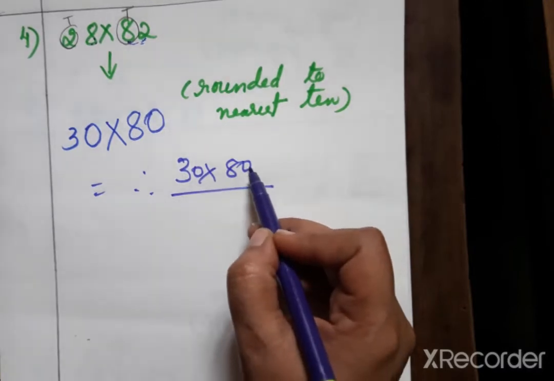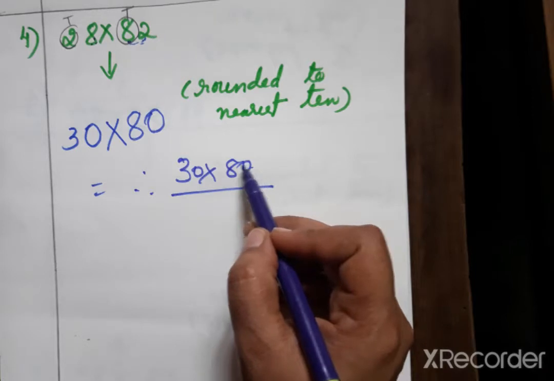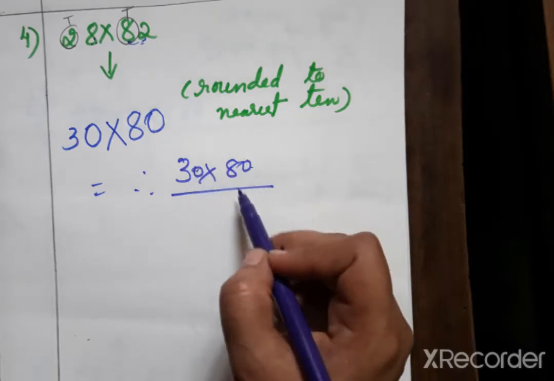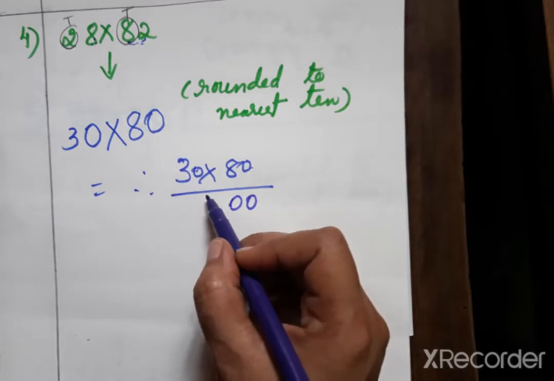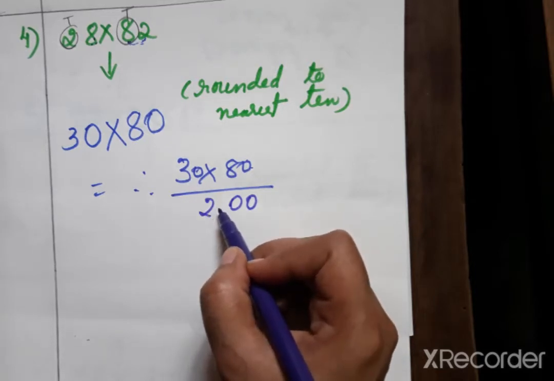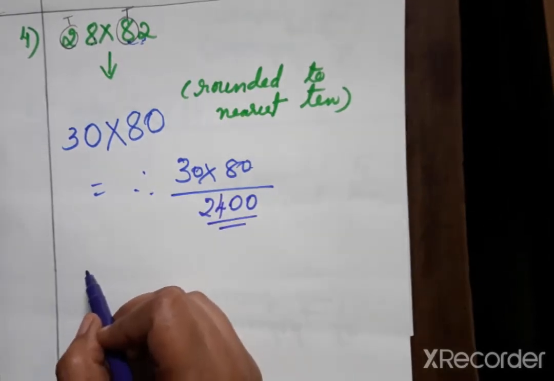How to multiply? When the last digits are in 0 form, we can multiply directly. 1, 2, 2 zeros, so write 2 zeros. 8 threes are 24. The answer is 2400.